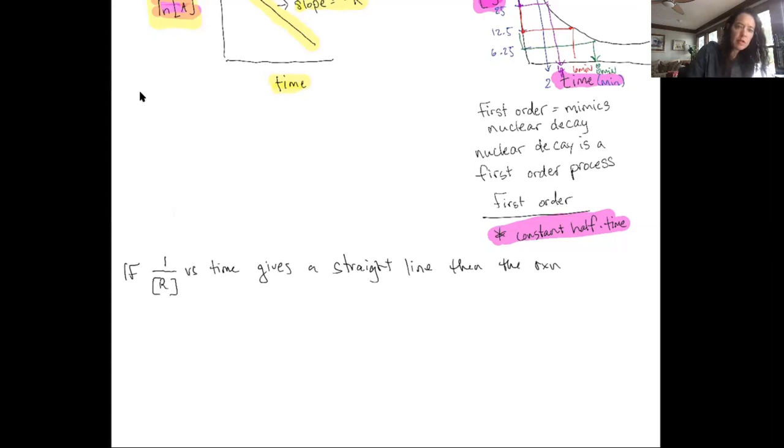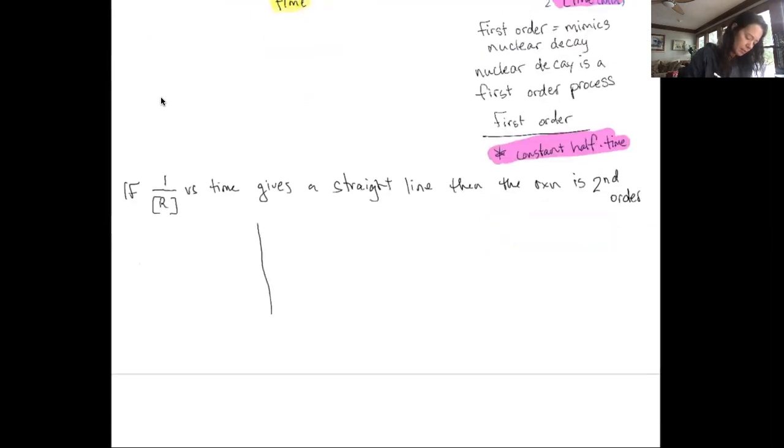Oh, let me move myself. Sorry. So we're looking at the reciprocal. If the reciprocal versus time gives a straight line, then the reaction is second order. Okay? So that's going to look like this. 1 over the concentration of the reactant. I'm just putting R for reactant. I noticed up there I changed it to A. I apologize. That's going to give a straight line, and this time we're going to have a positive slope.